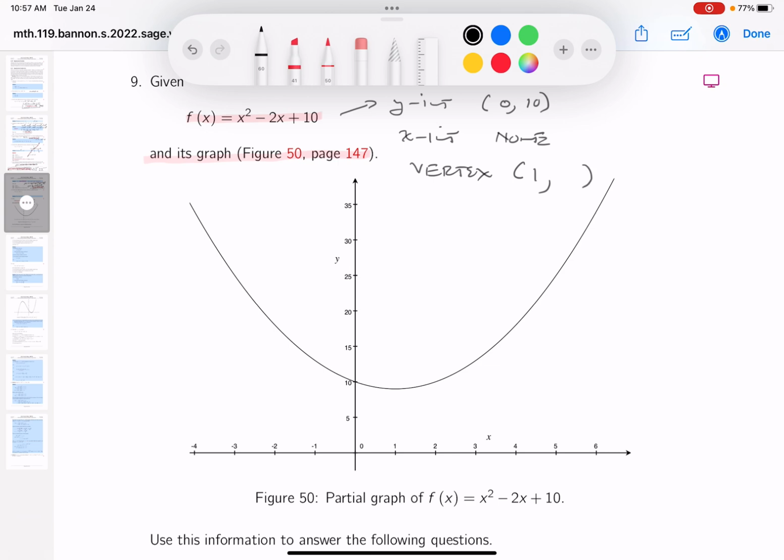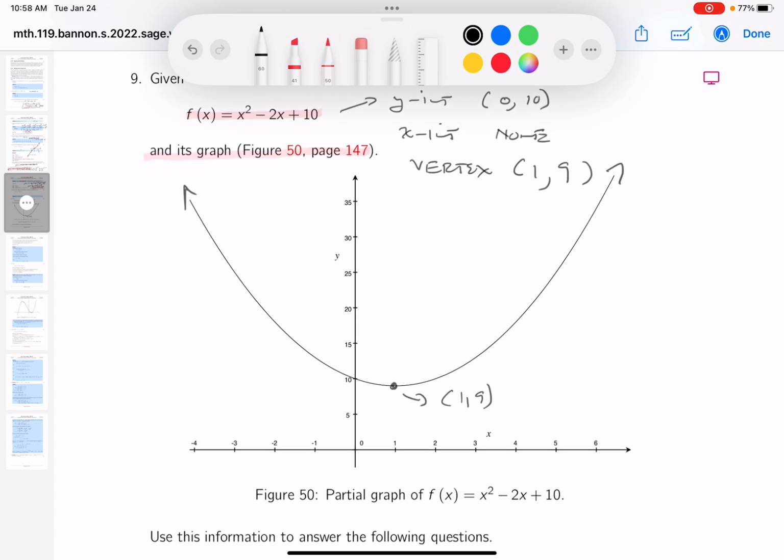And what's the y-coordinate going to be? We can get 1 minus 2, which is minus 1, plus 10, which is 9. So the vertex, this is the vertex, occurred at (1, 9), which certainly, it's a nice picture. I could probably have got that just by looking at the picture. Let's see what the questions are, though. The question may have nothing to do with what I just did.